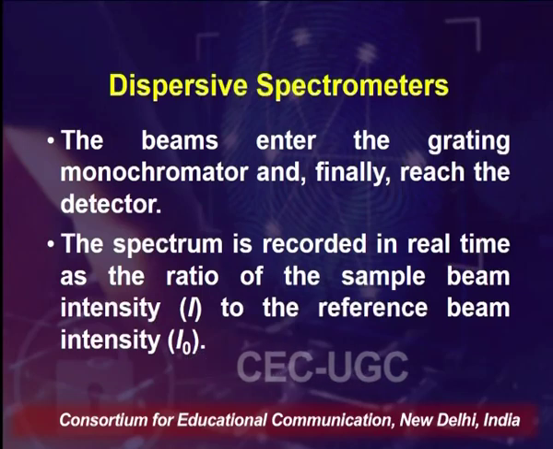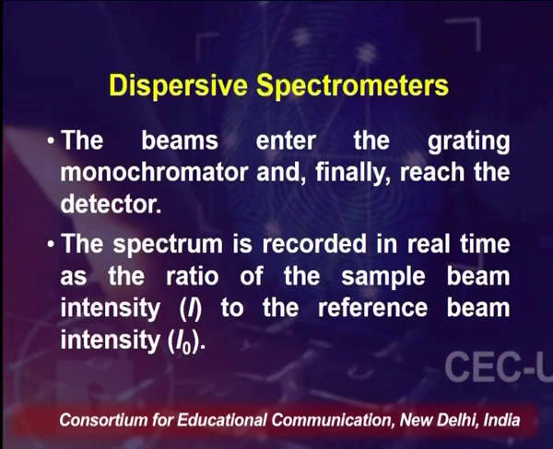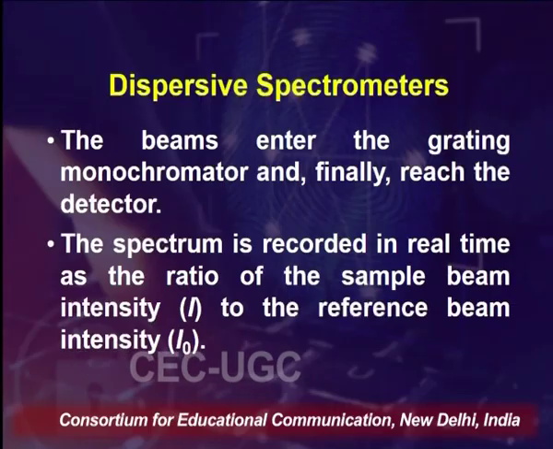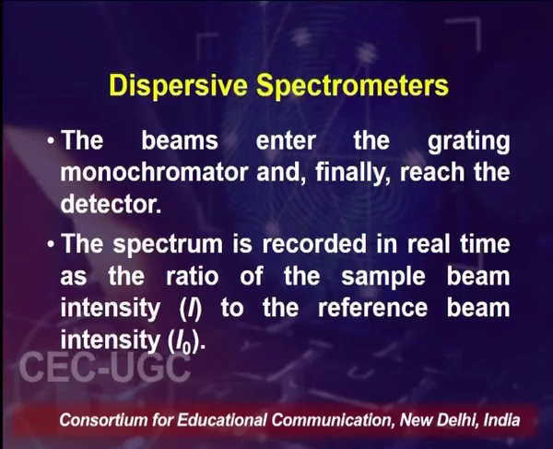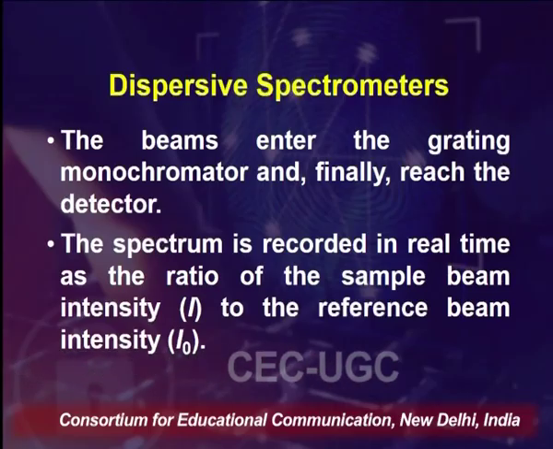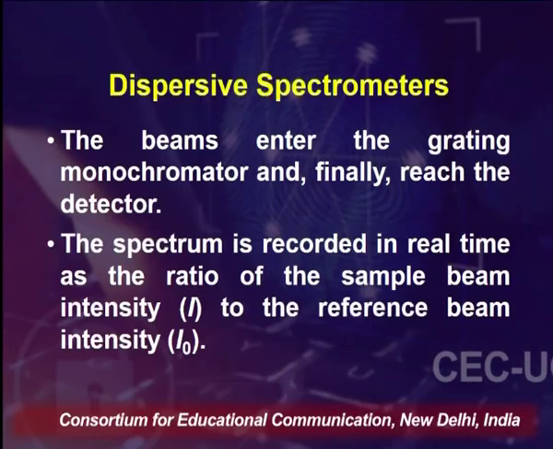After passing the sample chamber, both beams are combined into one common path by means of a rotating chopper mirror. The beams enter the grating monochromator, and finally they reach the detector. The spectrum is recorded in real time as the ratio of the sample beam intensity to the reference beam intensity. So, whenever we are using any sample for analysis in the dispersive spectrophotometers, we are taking care of our sample and we are taking care of our reference.